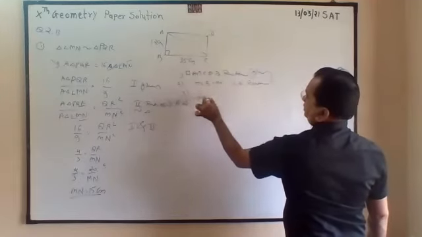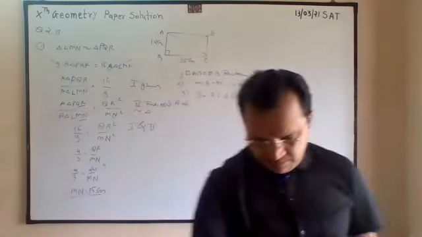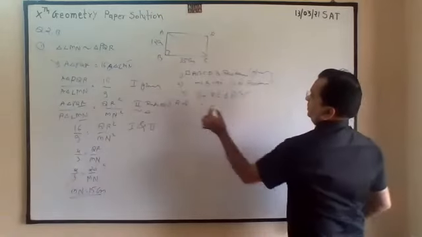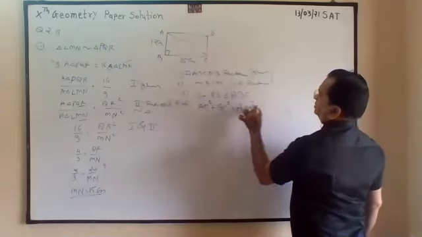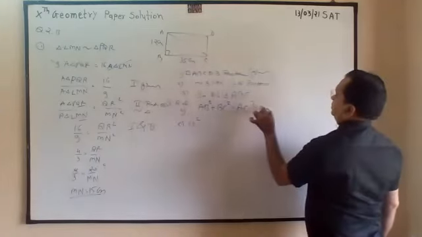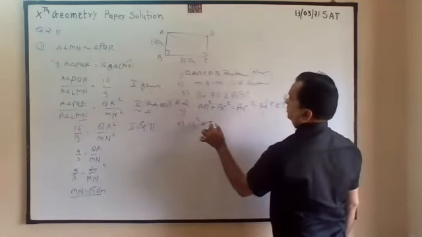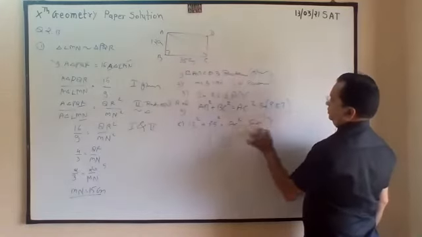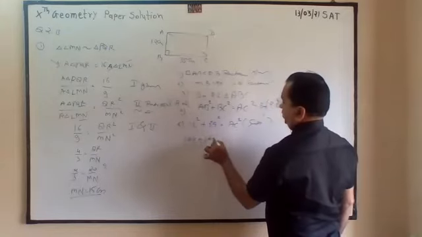Third, therefore, in right angle triangle ABC, by Pythagoras theorem, AB square plus BC square is equal to AC square. So 12 square, substituting. 12 12s are 144. This is 1225.